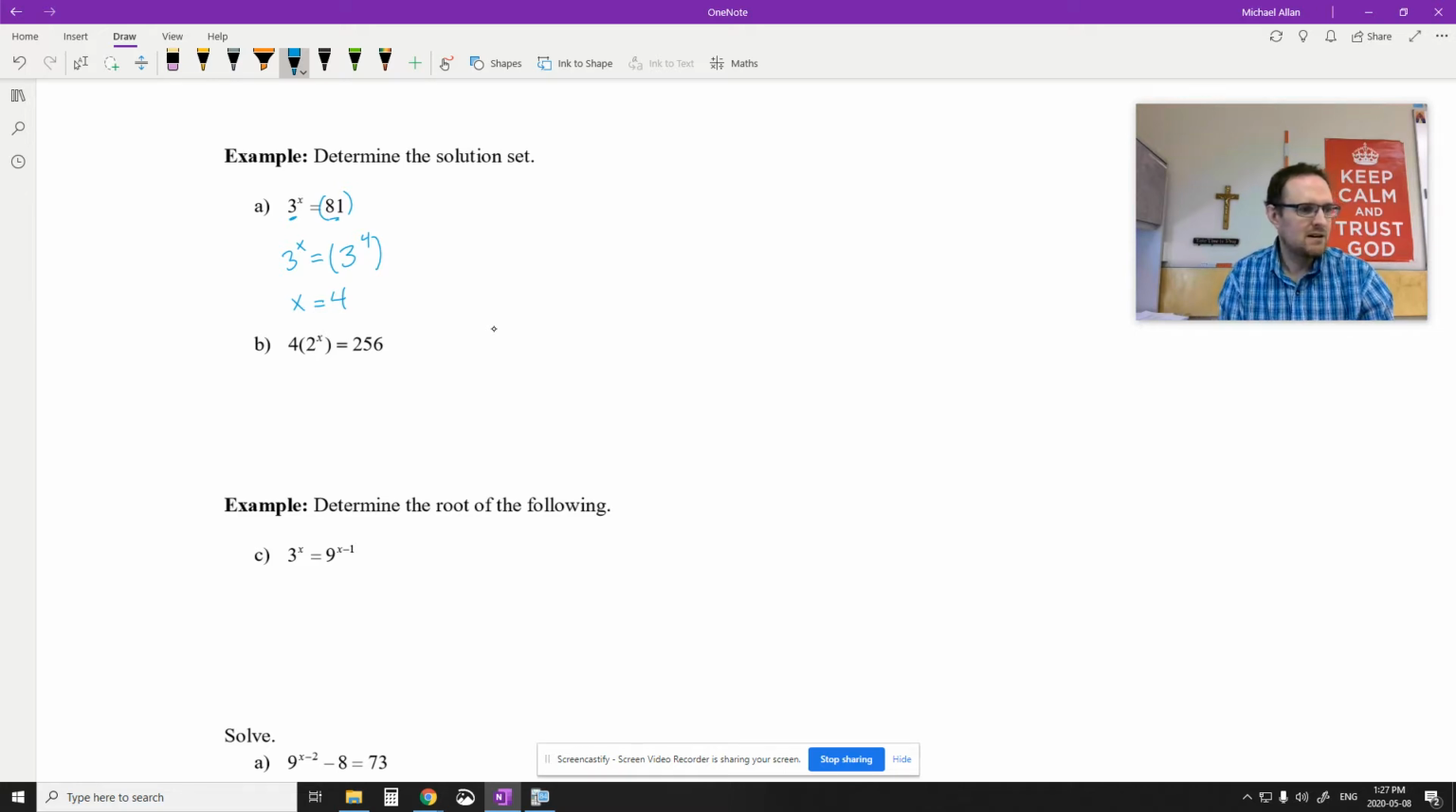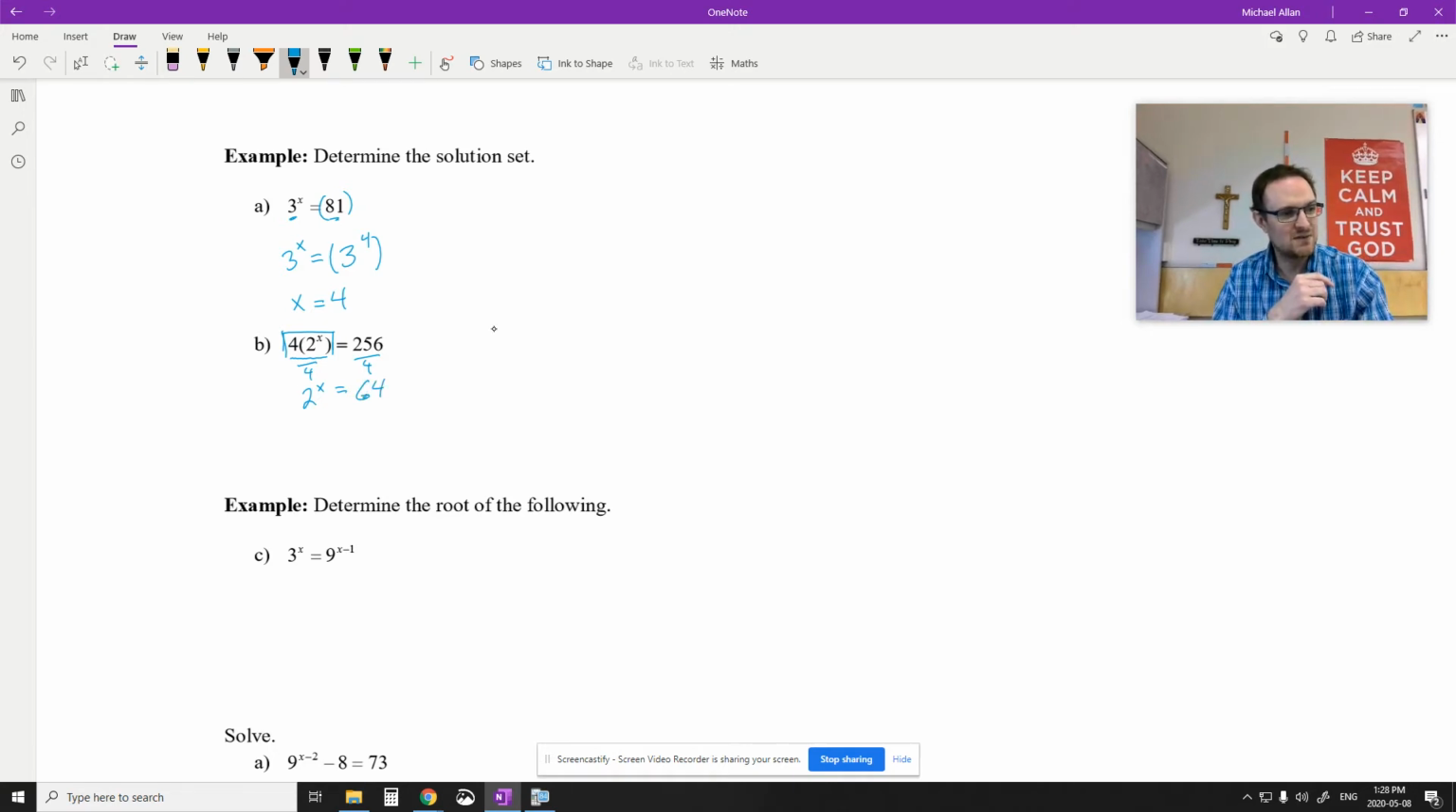Okay. Now, if they get a little bit trickier, the first thing you want to do is get the term that has the exponent by itself. So this whole thing right here, you want to get by itself. It already is, because there's no pluses or minuses around there. So now you want to get rid of the 4. I'm going to divide both sides by 4 and just see what happens. I think I can divide 256 by 4. Hopefully I can. Yeah, I get 64.